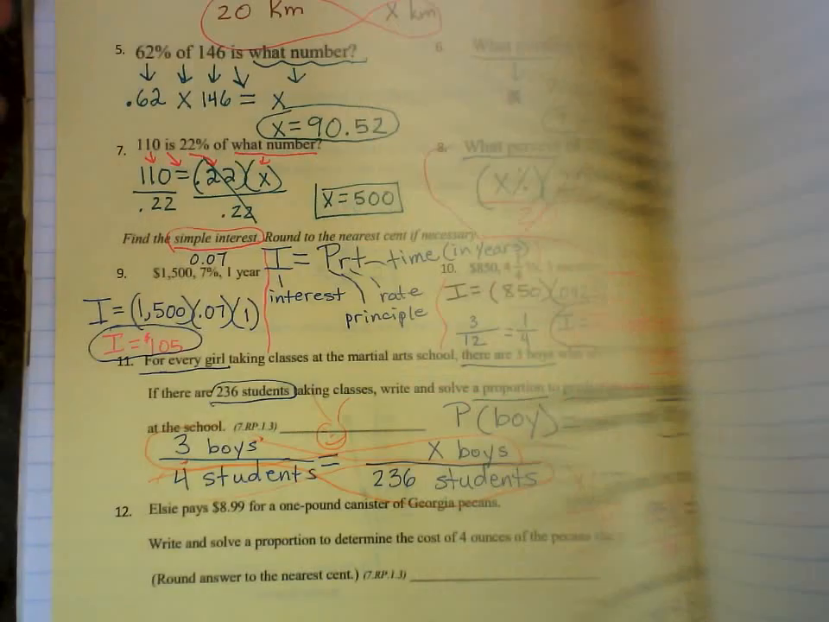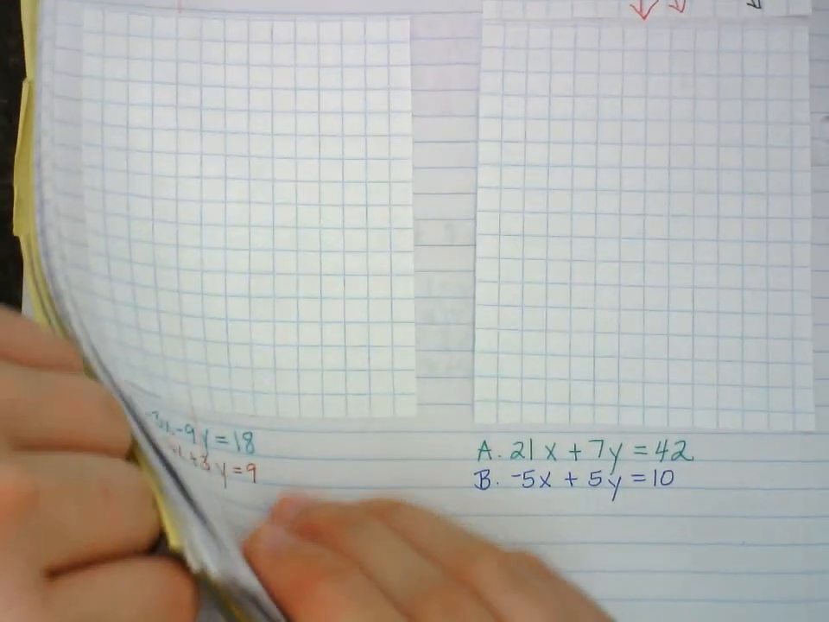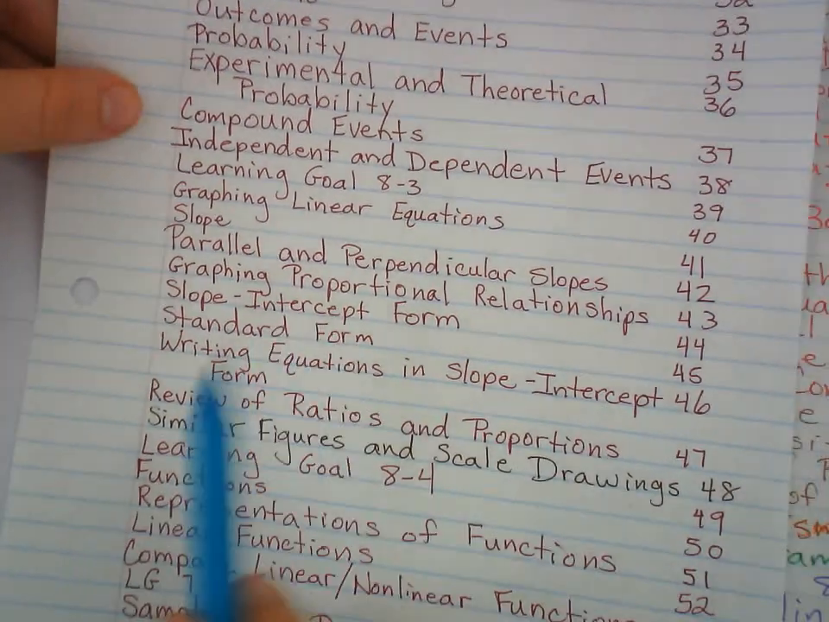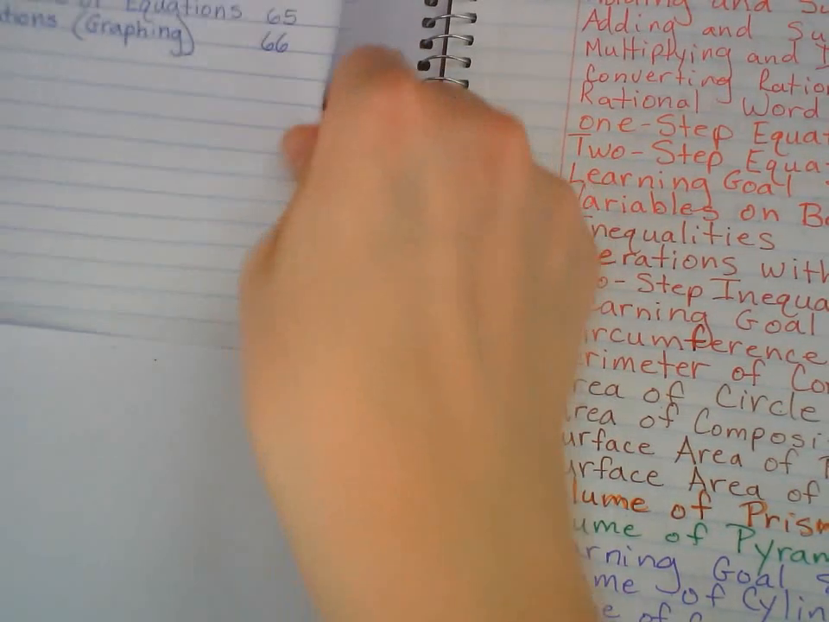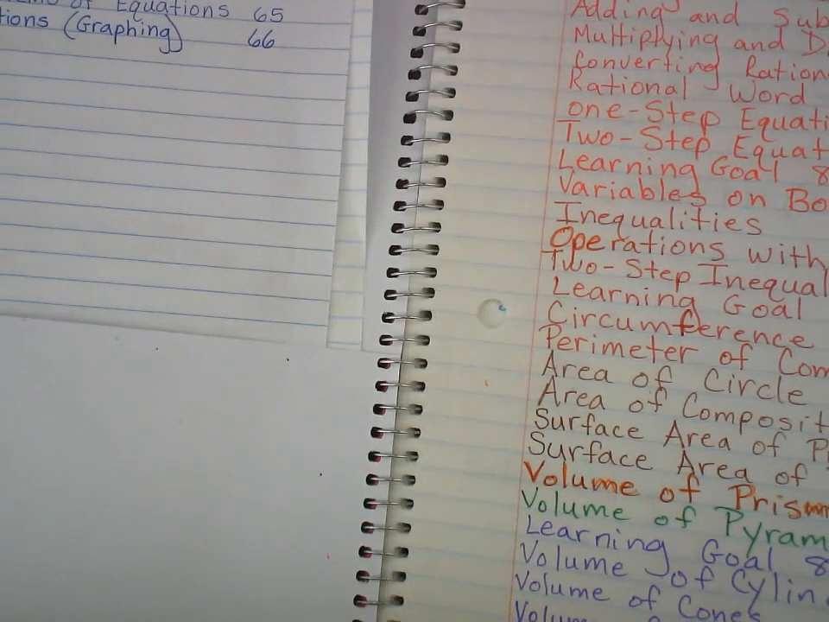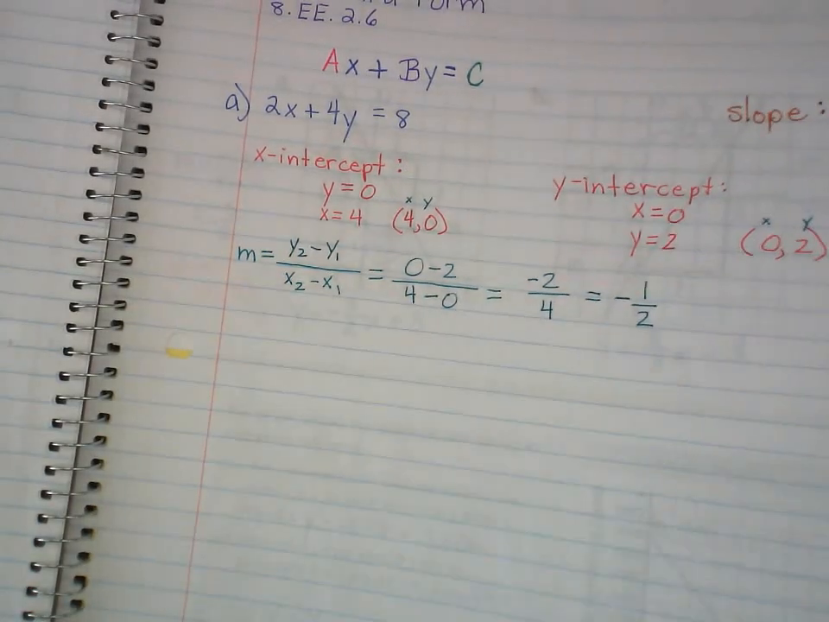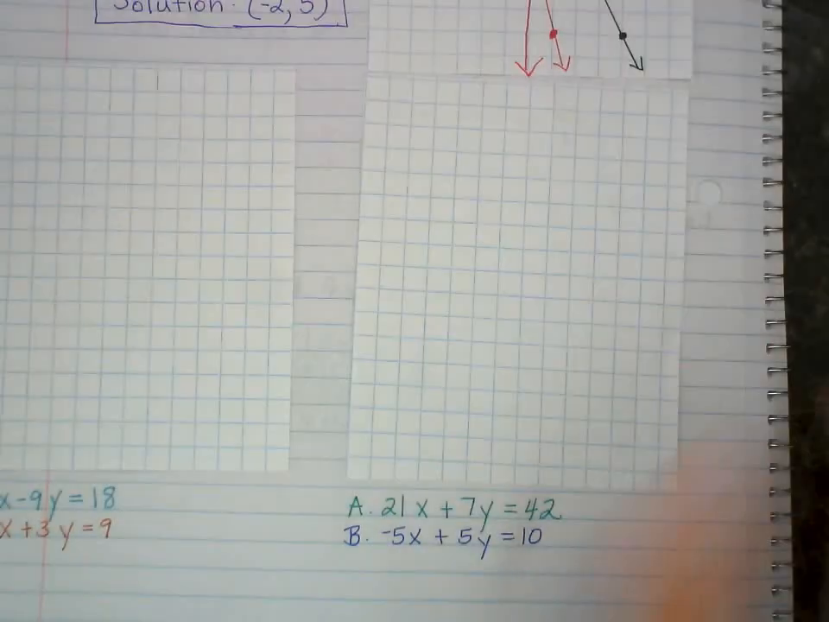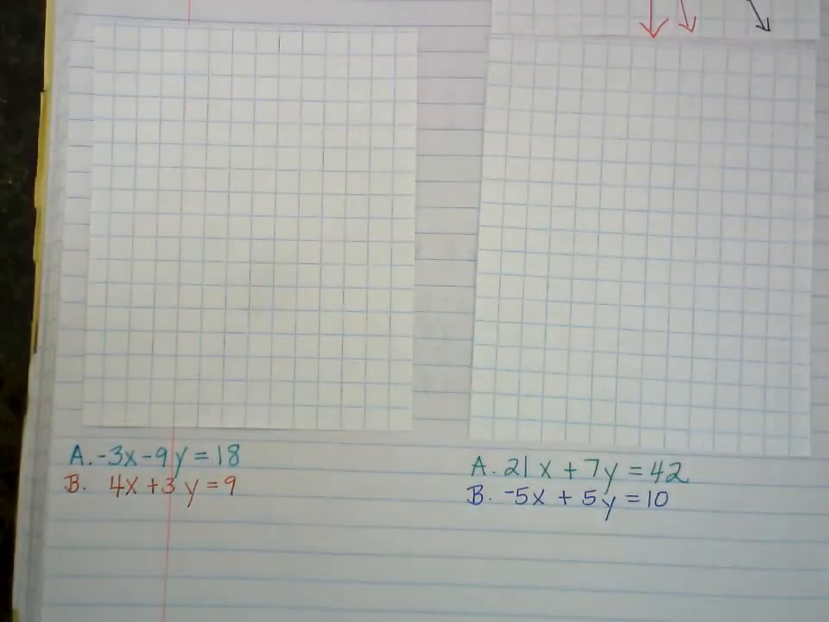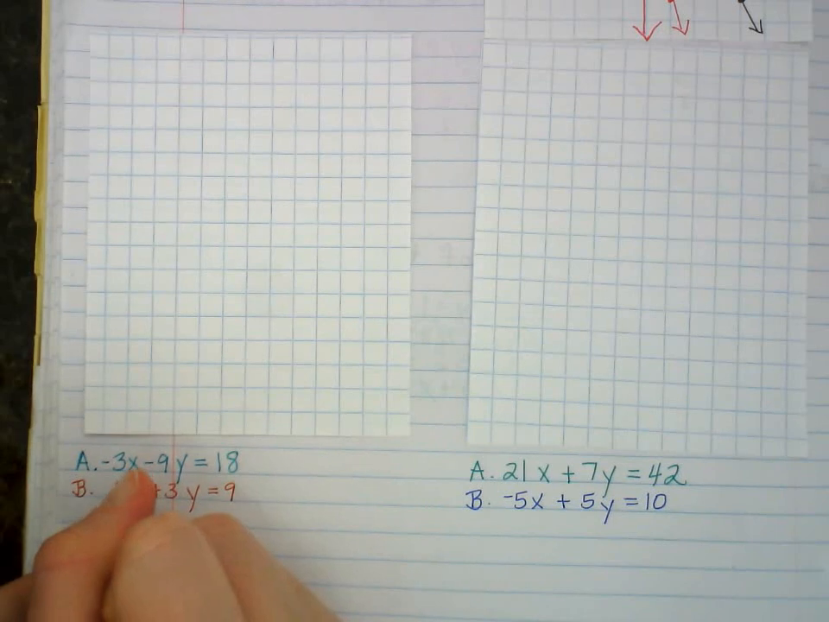If you guys are being good and you're actually using your notebooks, then you could turn back to standard form, page 45. You could go back to page 45 in your notebooks when we did it in January, or you can just watch this video and have it all come back to you. So, I hope this is the same.